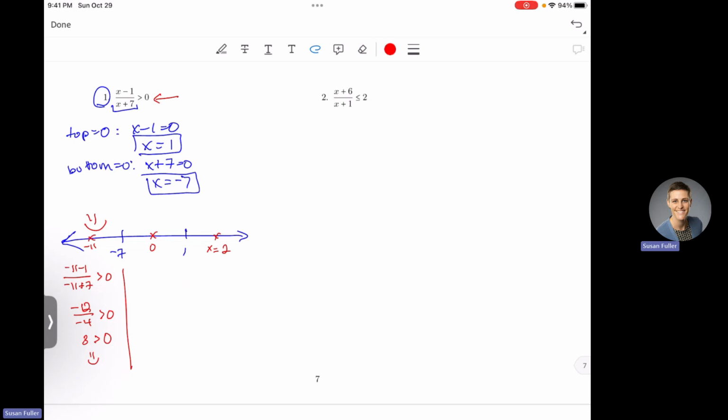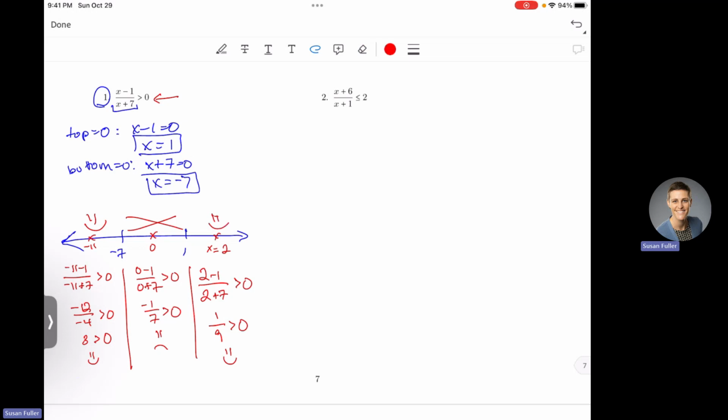If I take 0 and plug it in, I get 0 minus 1 over 0 plus 7. My inequality says that should be greater than 0. I get negative 1 divided by 7, but negative 1/7 is definitely less than 0. This is not true, which means this part does not work. And then the last one here, x equals 2. I'm going to plug that in and get 2 minus 1 on top, 2 plus 7 on the bottom. My inequality says that should be greater than 0. 2 minus 1 is 1. 2 plus 7 is 9. 1/9 is in fact greater than 0, which means this piece works.